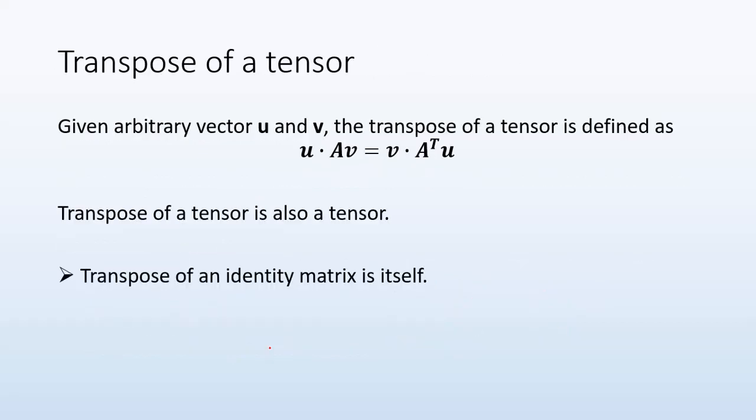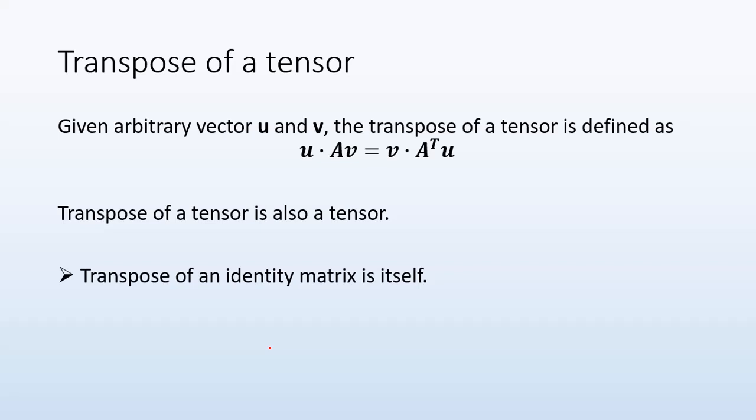You are familiar with the transpose. We have to take the transpose of a tensor. The transpose of a matrix is taken by interchanging the rows and columns. So using the operator method, I can define, for given arbitrary vectors u and v, the transpose as u dotted with Av is equal to v dotted with A transpose u.